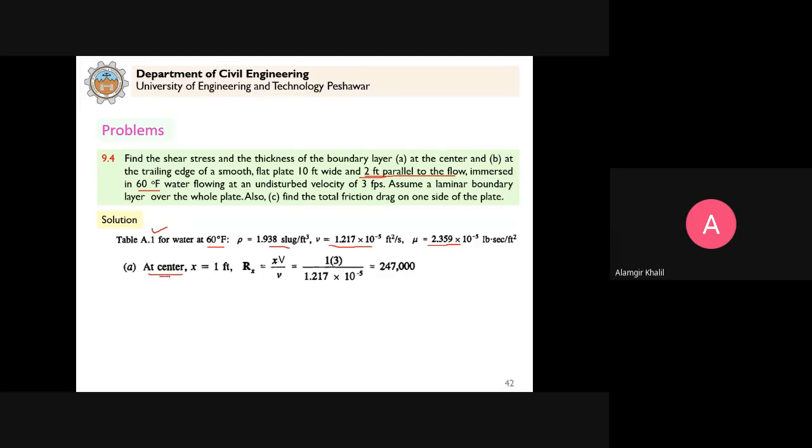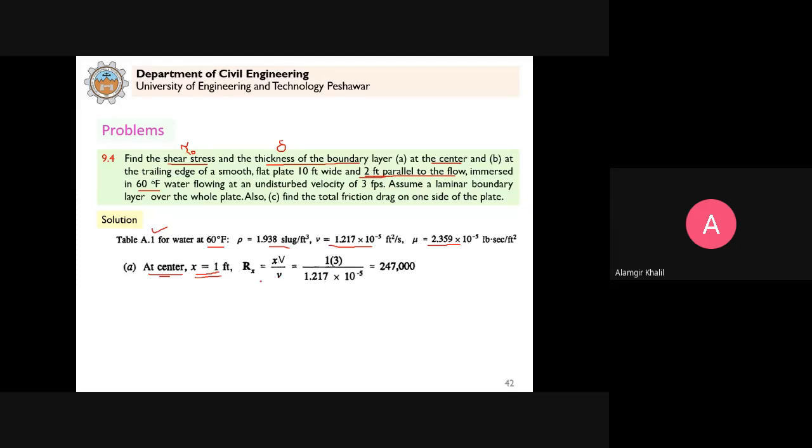Now at the center, it is said that you calculate the shear stress and the thickness of the boundary layer. So we have to calculate the shear stress and thickness of the boundary layer at the center, meaning at x equal to 1 foot. So at x equal to 1 foot, you want to calculate the shear stress and thickness of boundary layer. This shear stress that we earlier discussed is your tau naught, and this is your delta.